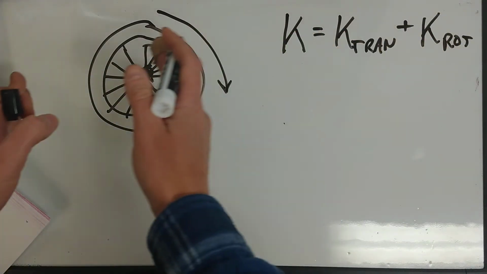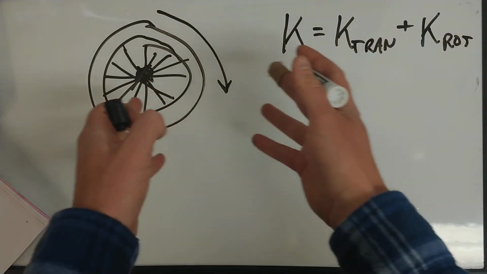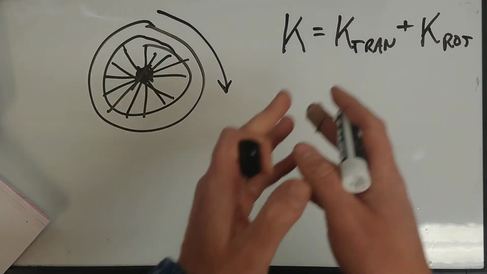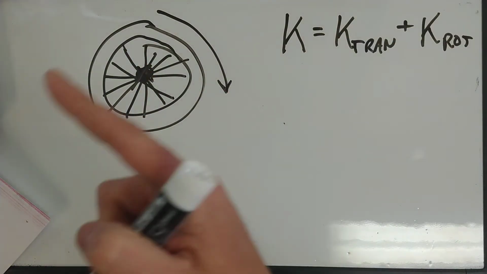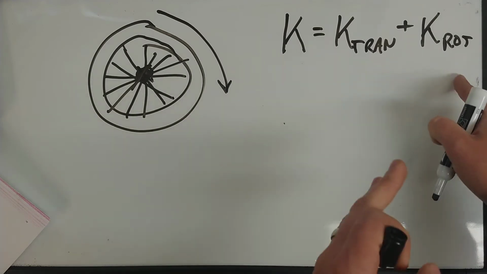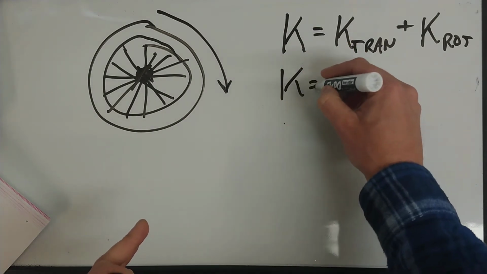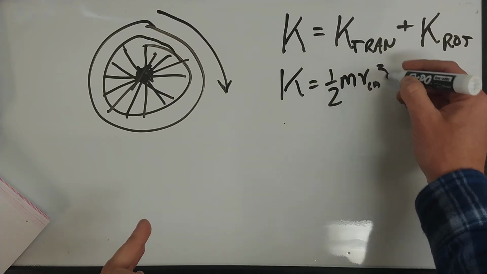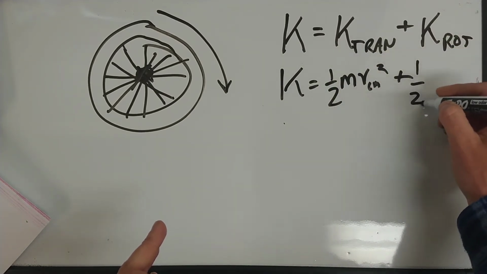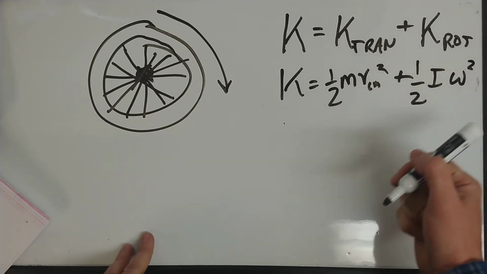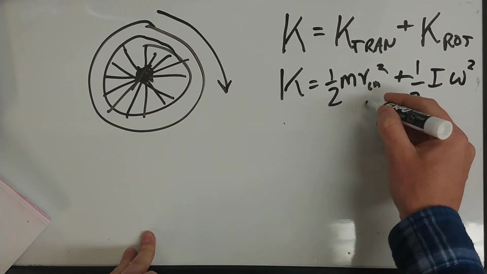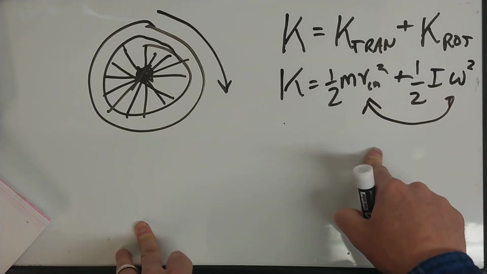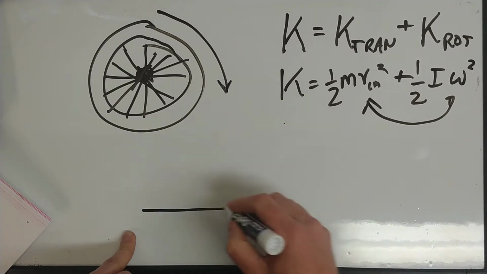So the left to right, or the linear motion, the center of mass motion, I should say, of the object is one component of the kinetic energy. The other component is the rotational. So if something's rotating and moving, it has two components. So its total kinetic energy is 1/2 the mass times the center of mass velocity squared plus 1/2 I omega squared. Very cool.